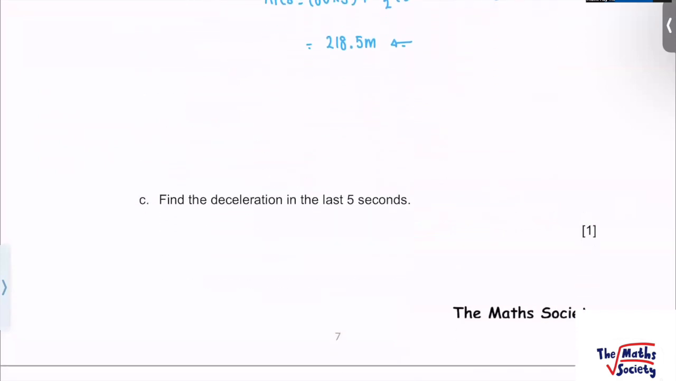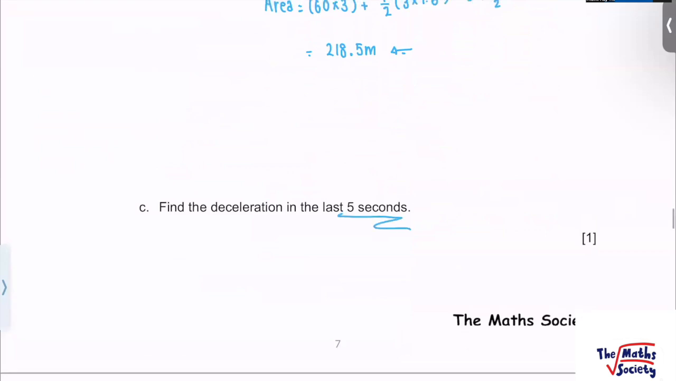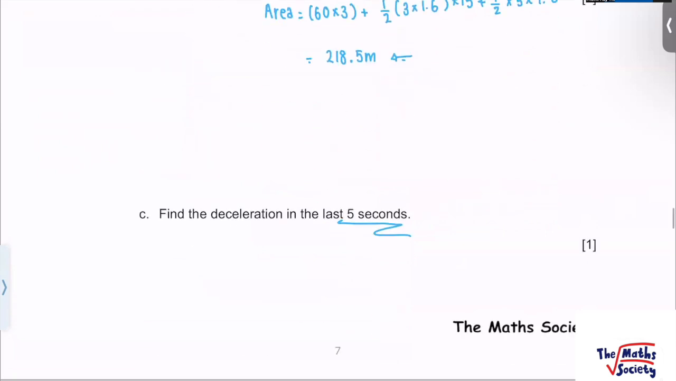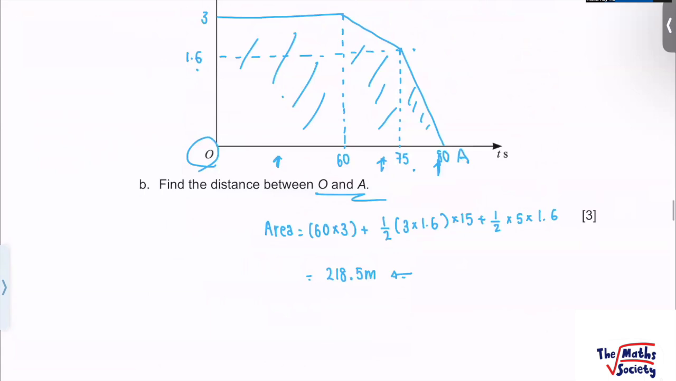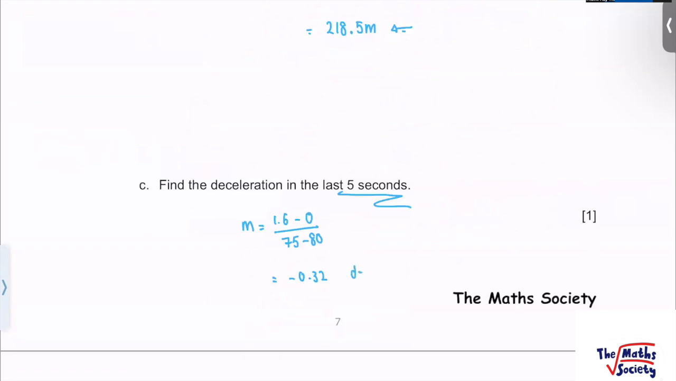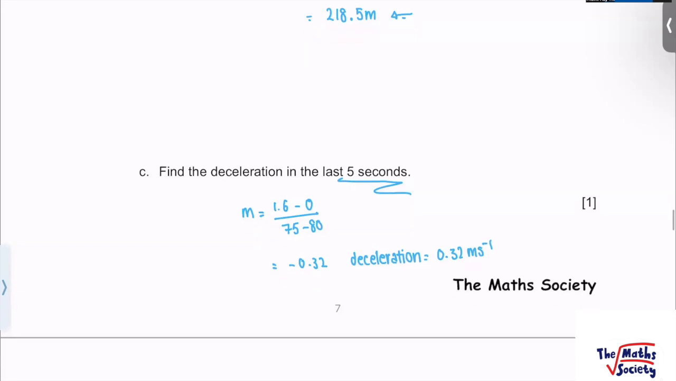And for C, it says to find the deceleration in the last 5 seconds. So we know that it is 1.6 here. And then we know the 75 and 80, so we can use the gradient. So that's going to be 1.6 minus 0 over 75 minus 80. And that's going to give you minus 0.32. We're just taking two points. So deceleration equals 0.32 meters per second squared. And that is your deceleration.